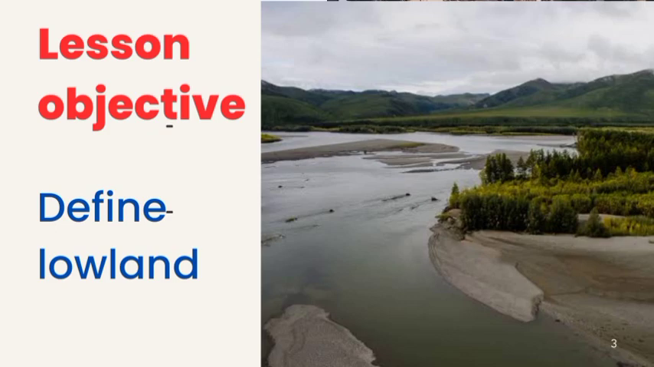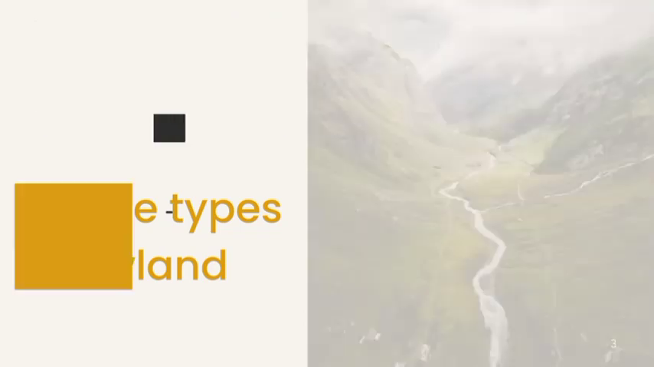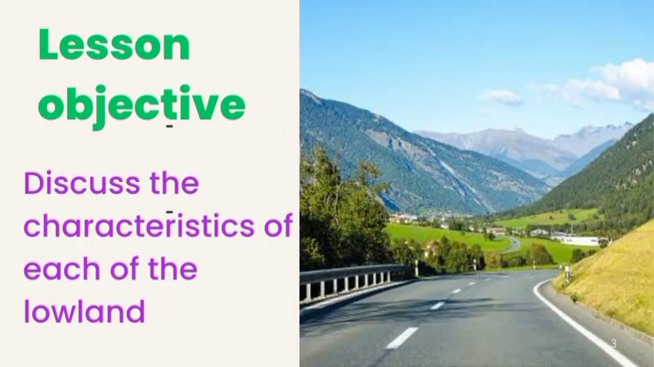Also in this lesson, we'll be looking at various objectives. One, we should be able to define lowland. Where do we refer to as lowlands? Also, we should be able to know the different types of lowlands that we have. We are also going to be discussing the characteristics of each of the different types of lowlands that we have.